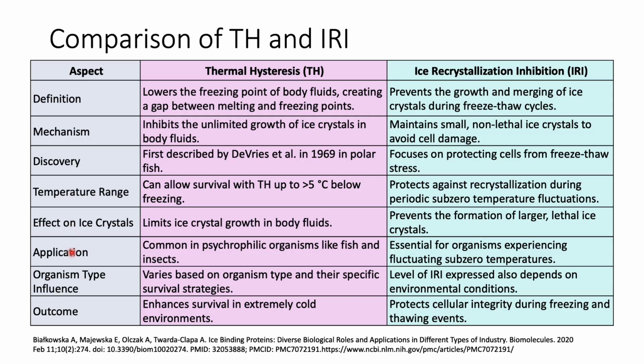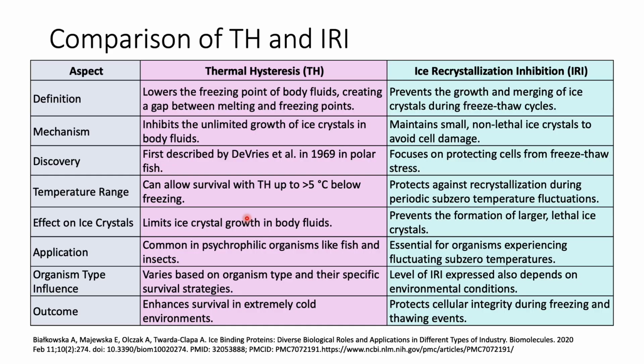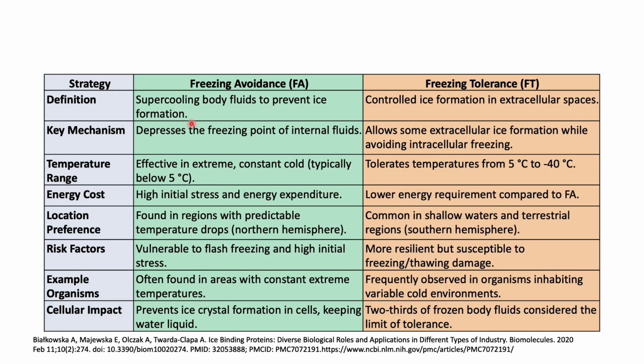And other things are given mainly if you look at the application. The thermal hysteresis is common in psychrophilic organisms like fish and insects, whereas the ice recrystallization inhibition is essential for organisms experiencing fluctuating sub-zero temperature. So we will be actually looking at freeze avoidance and freeze tolerance. There, these two activities are very important. So let us look at what is the difference between freezing avoidance and freezing tolerance.